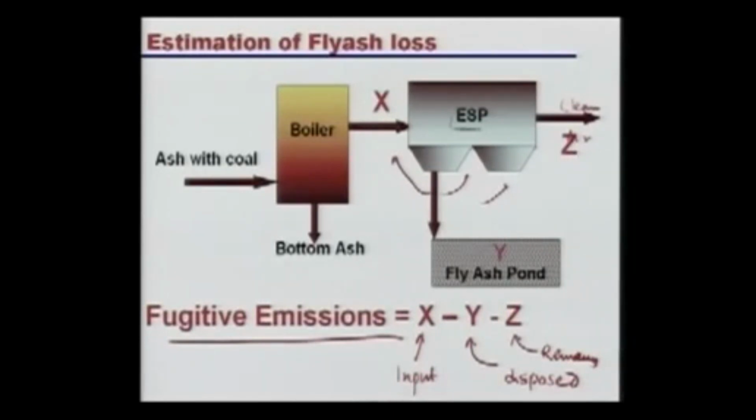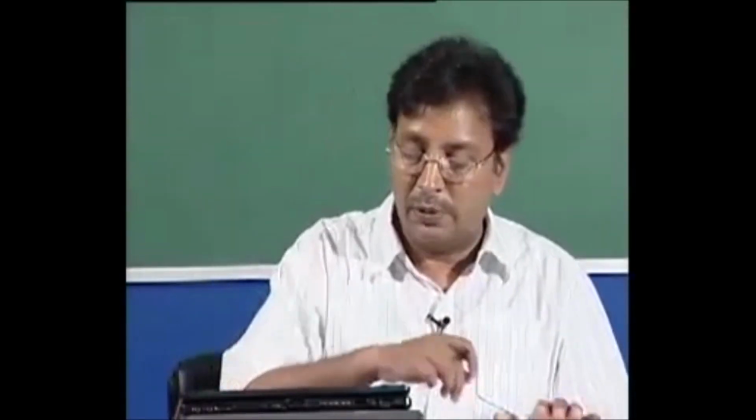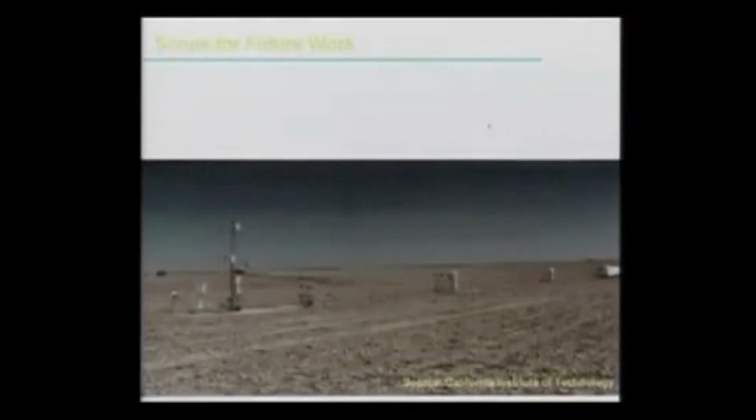ESP is again a device to control the particulate matter. So again, this is how one can estimate the fugitive emissions. Let me also tell you that fugitive emission does not occur only from power plants. You can also ask what emissions are likely to occur from, let's say, a desert, because that is also a source of pollution. The setup you see here was a study done by the California Institute of Technology.